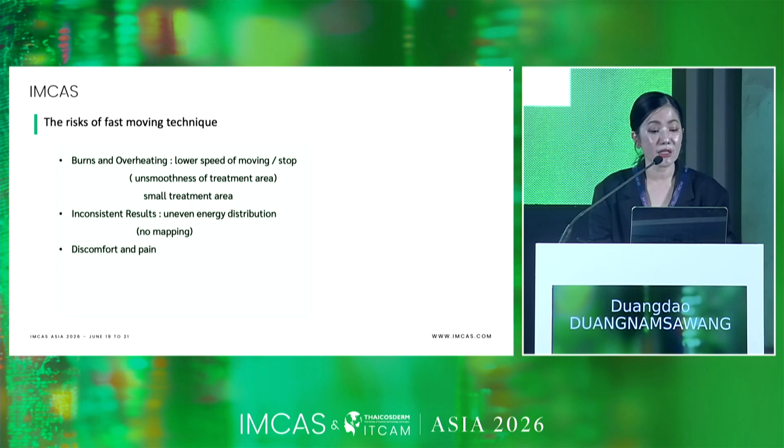But that is the list of the fast moving technique. That's why, because burn and overheating come from lower speed of moving when we move to the unsmooth area, such as the forehead or at the prominent bone, like the zygoma. And in a small area, for example the submental area, we can't move easily, so it will stop, and the burn and overheating mostly happen in this area.